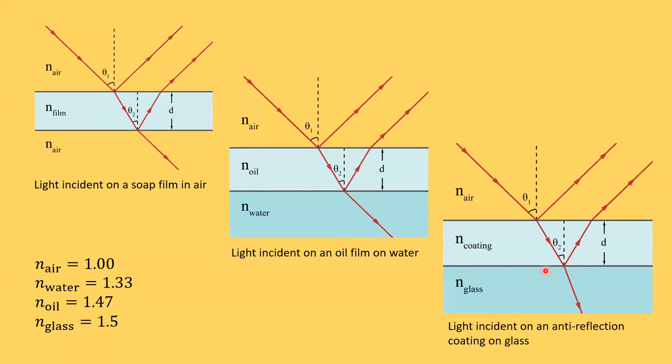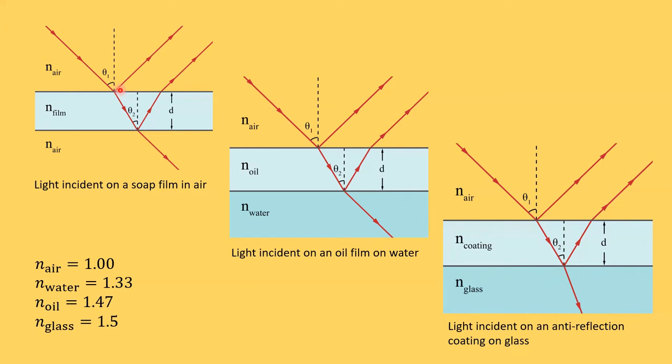These pictures are slightly misleading for our purpose because, again, we're only going to look at light that's incident normally. So all of these angles of incidence, they've labeled them theta 1, theta 1. What we're looking at really is the case where theta 1 is equal to 0. So the light rays are coming straight down. But it's easier to understand what's happening in the drawing when you tilt them a little bit.